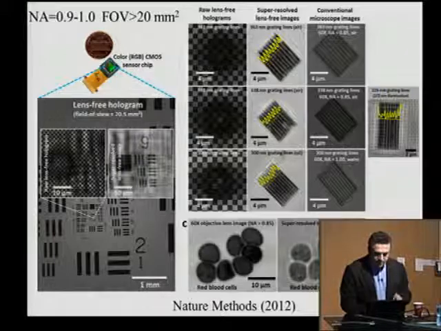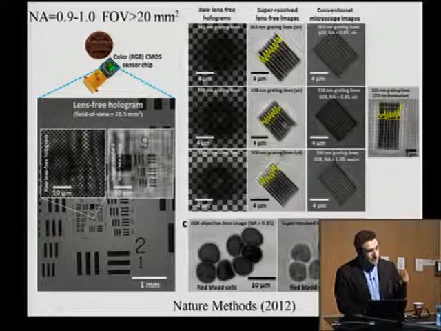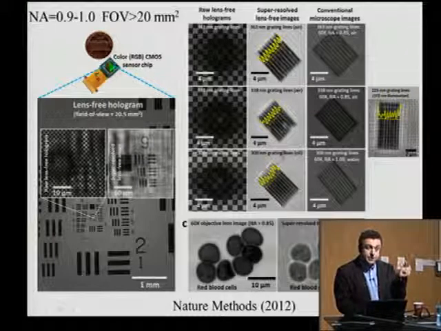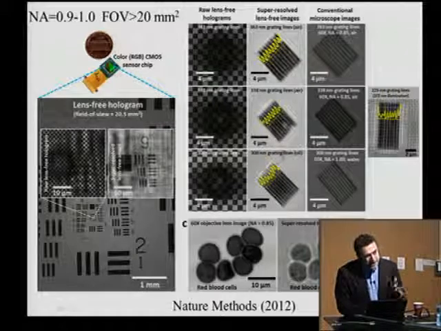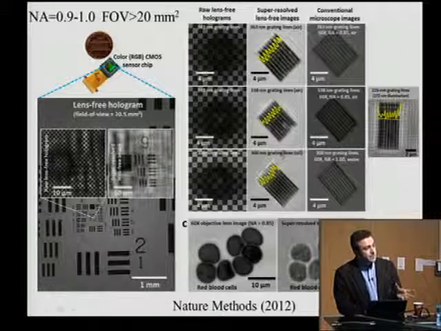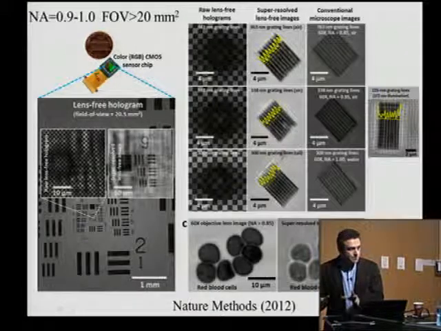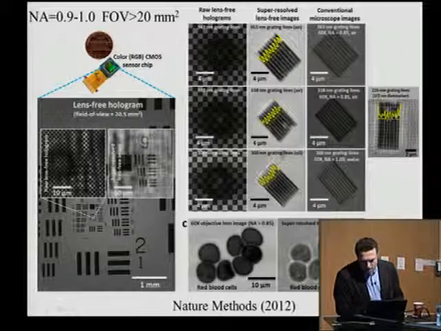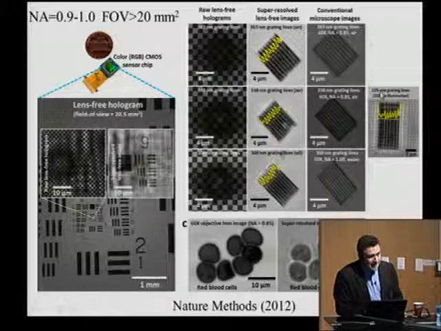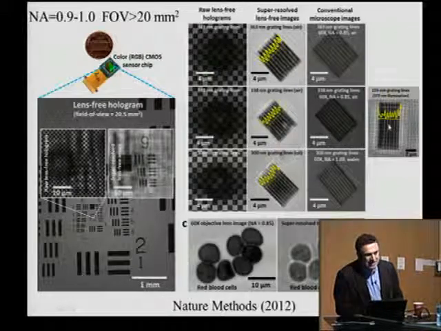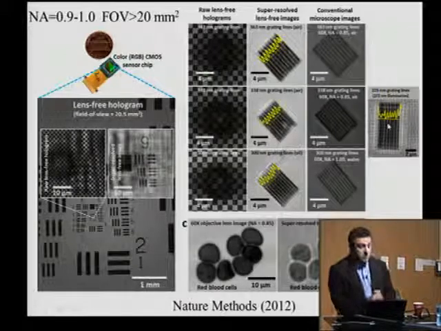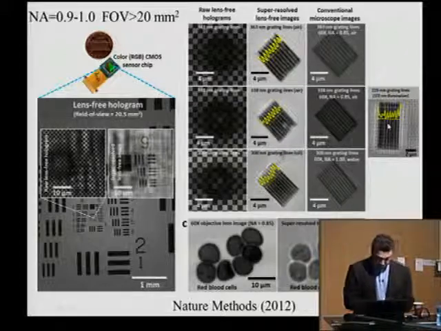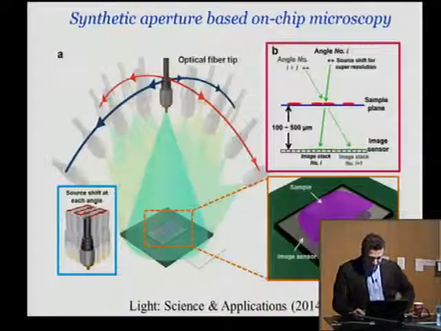Through pixel super resolution, you can actually reduce the effective pixel size to about 100 nanometers and increase the space bandwidth product from about 10 megapixel native sensor to about 1 billion pixel. And resolve half-width lines of about 225 nanometer, which is using green wavelength. So about 0.9 to 1 numerical aperture can be achieved with these kinds of platforms.